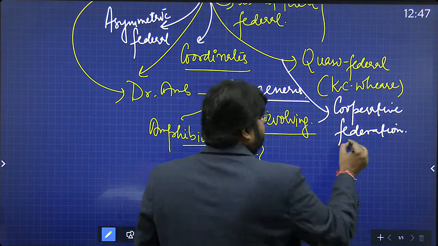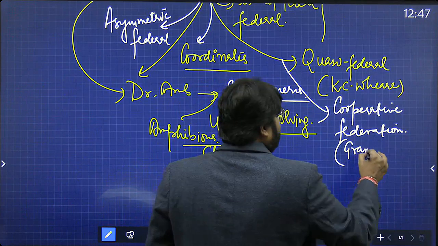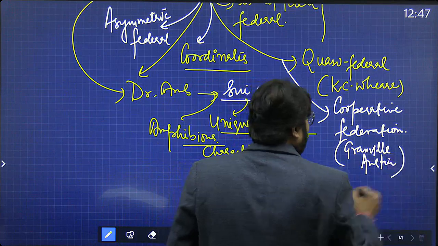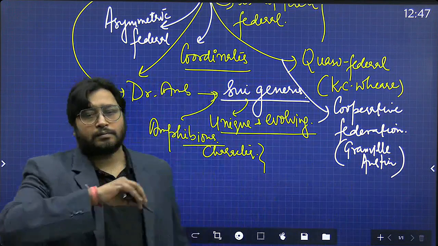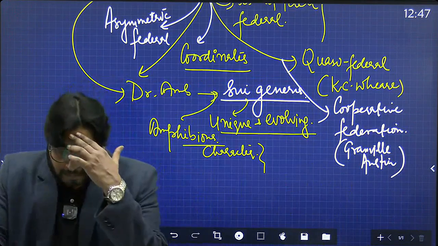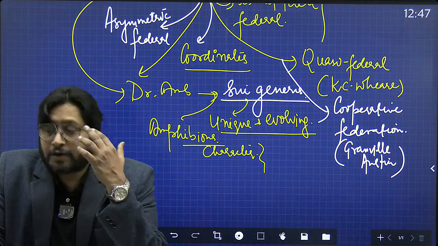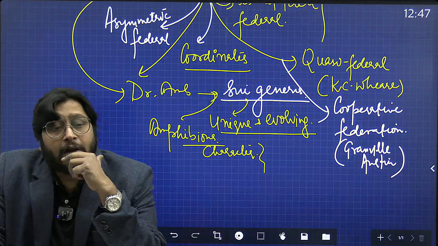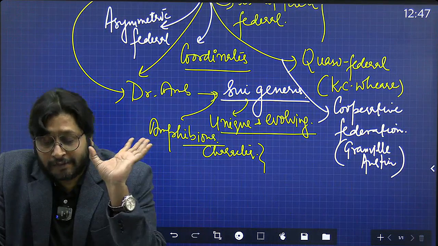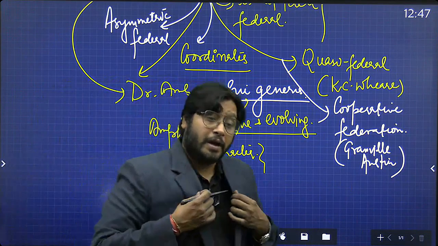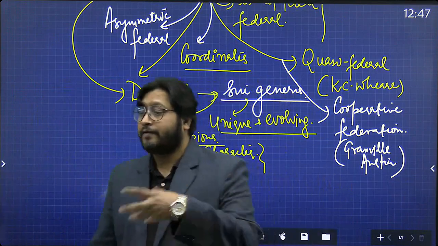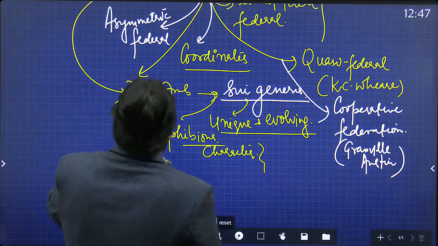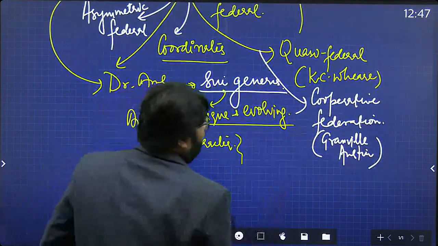Cooperative Federation, Granville Austin. Your first article establishes the name and technically the nature. Though you can derive it, it is not directly stating anything; you have to derive from it, but it indicates that. So you have cooperative federation.